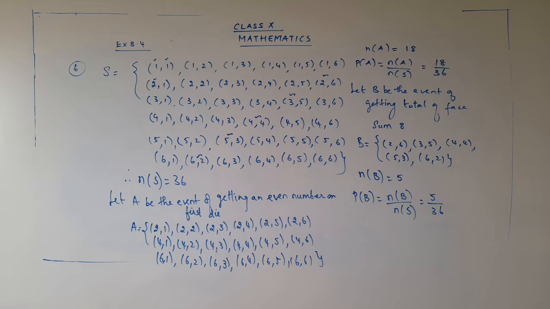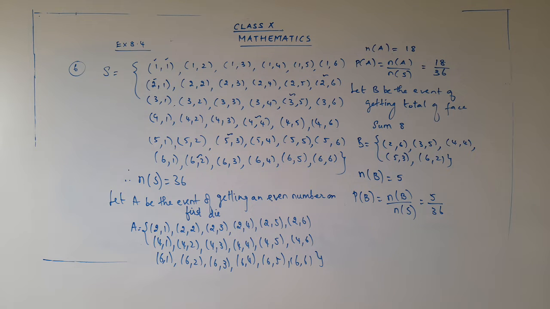Write down the event. So we have the sample space. Then we have defined the event A, where you have to get an even number on the first die. Then I have defined the event B, which is the event where you have to get a total of face sum 8. I have found out probability of A and also probability of B. Probability of A is 18 upon 36 and probability of B is 5 upon 36.